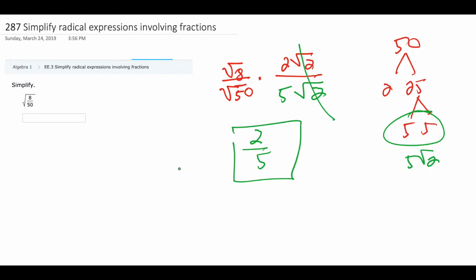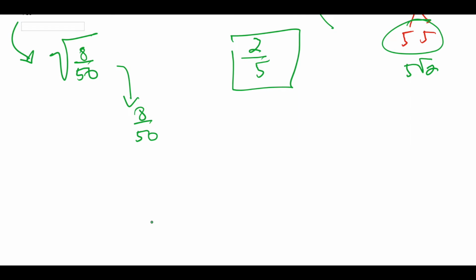Okay. So from here, a little bit easier would have been you have 8 over 50. You can just reduce this fraction, like just reduce 8 over 50. What's 8 over 50? Cut it in half. 4 over 25. Just cut the top and bottom in half.